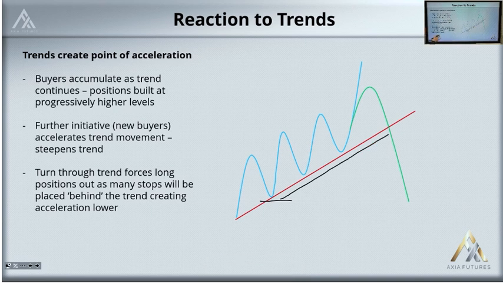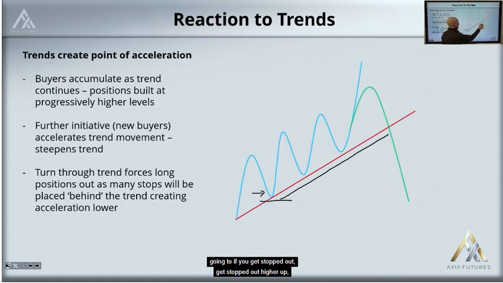Now, that's fine. If you're in from down here, wonderful. If you get stopped out higher up, you're on a nice winner. But with each test of trend, more and more people join the progressively following stops. So as this happens, you get a situation where if the trend breaks, you've got a lot of people who are going to get stopped out. And this is what then creates the counter-directional acceleration here.